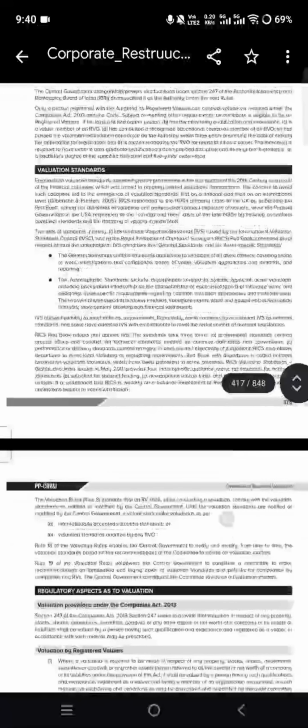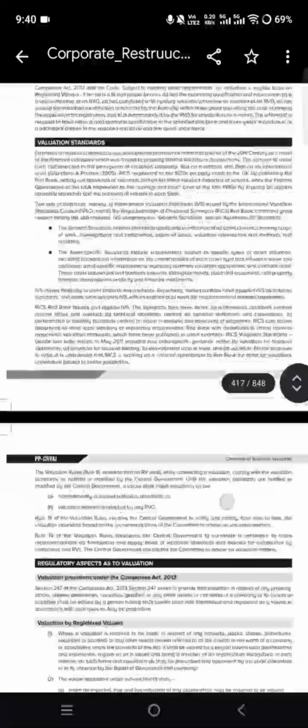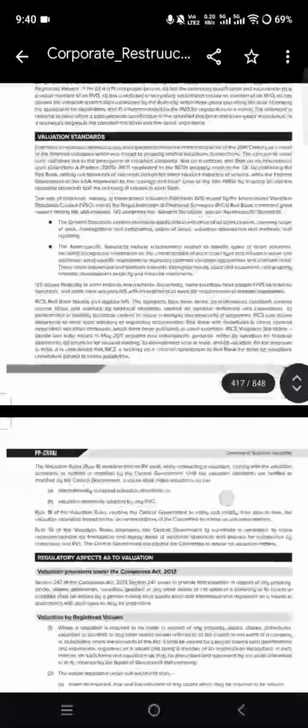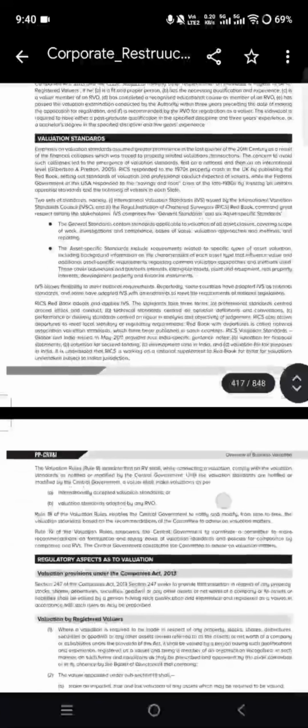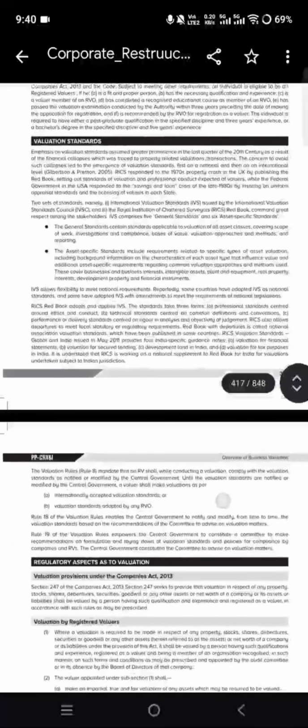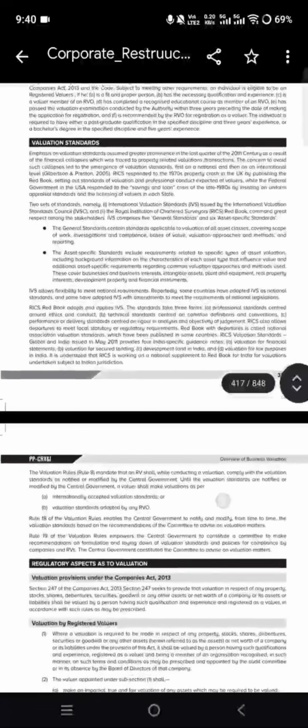The standards take three forms. First, professional standards centered around ethics and conduct. Next, technical standards centered on common definitions and conventions. And third, performance standards. So the first one is professional, then technical, then performance, or delivery standards centered on rigor in analysis and objectivity of judgment. And four specific guidance notes, that is valuation for financial statements, valuation for secured lending, development land in India, and valuation for tax purposes.